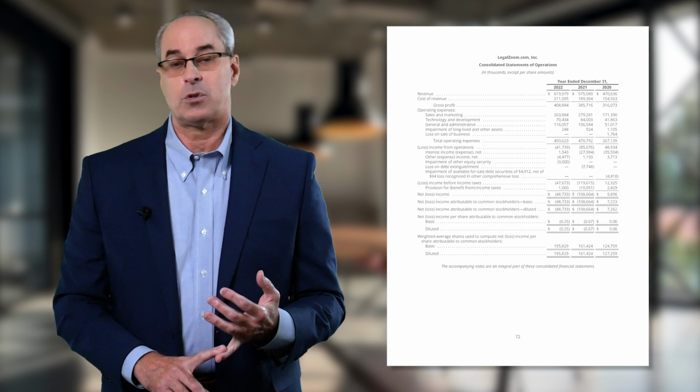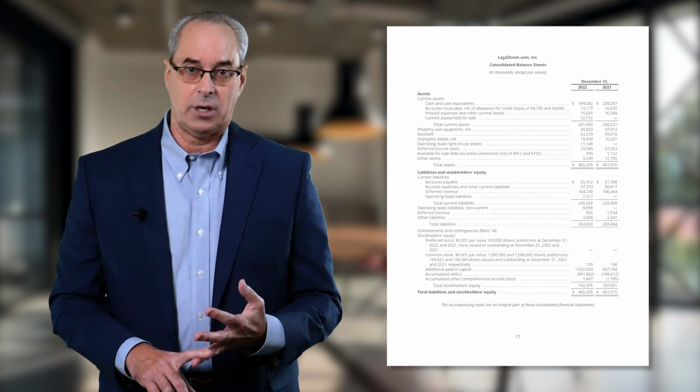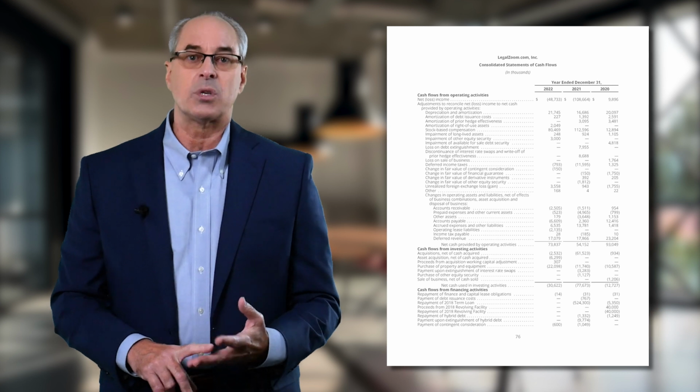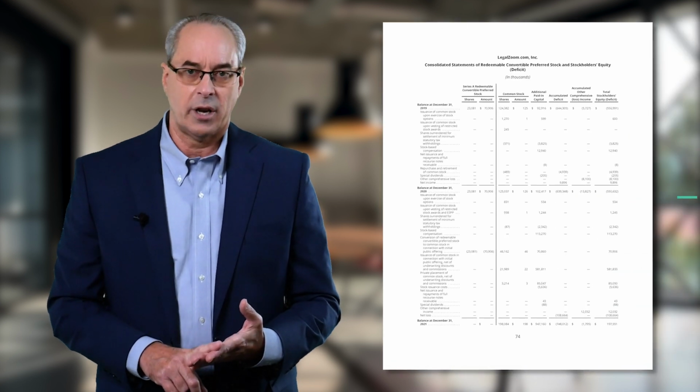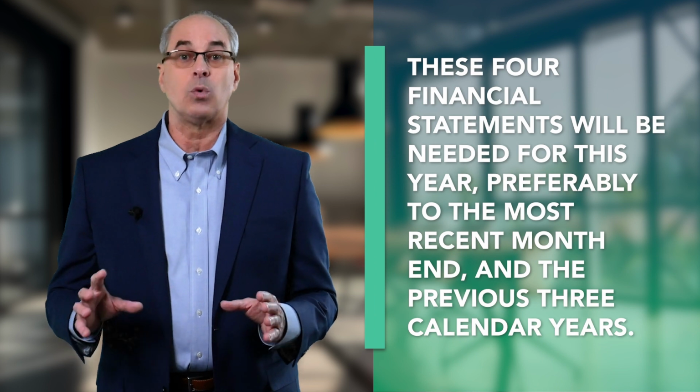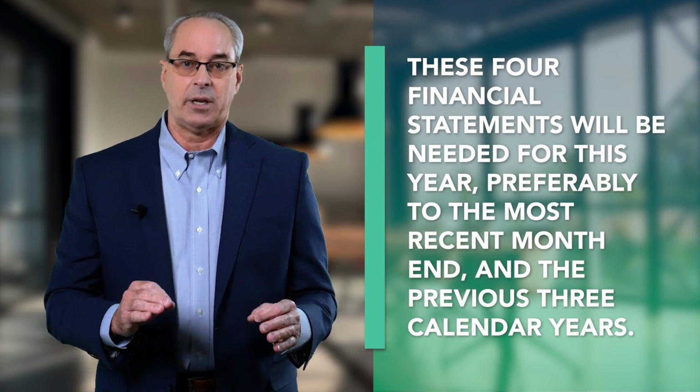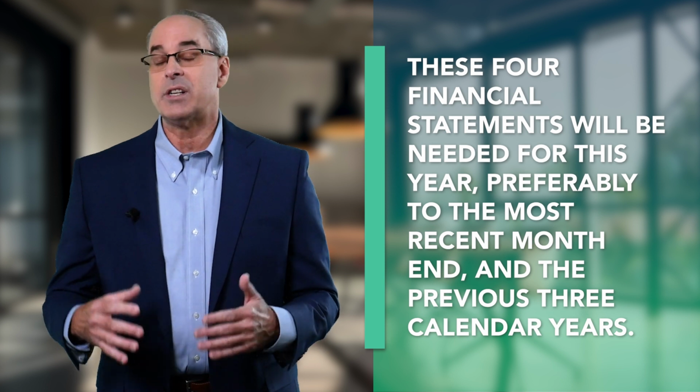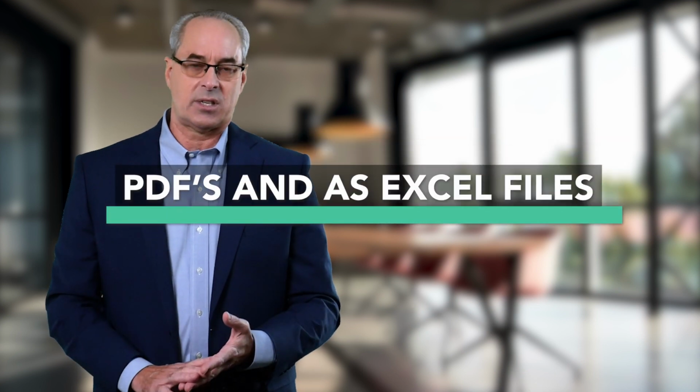The selling company's financial statements will be required to substantiate the narrative descriptions. There are 4 primary company financial statements, all of which will be needed. They are the profit and loss statement, often referred to as a P&L, a balance sheet, a statement of cash flows, and a statement of retained earnings. These 4 financial statements will be needed for this year, preferably to the most recent month end, and the previous 3 calendar years. Ideally, these statements will be provided to us as PDFs and as Excel files.